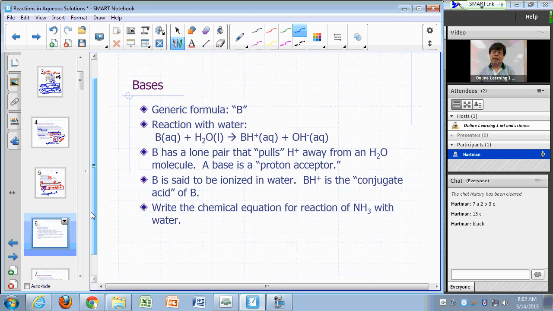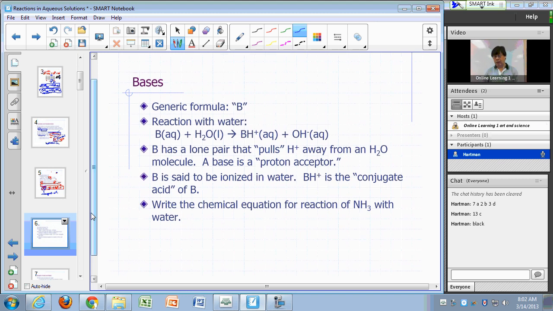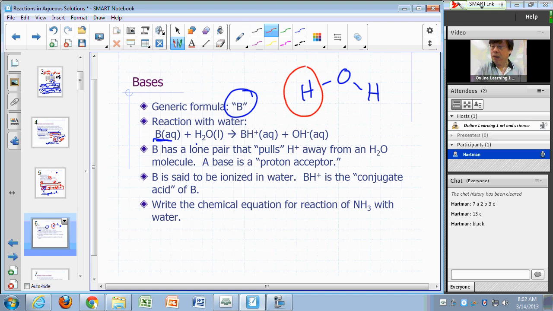Now, bases, on the other hand, if you have a molecule that can react with water to form hydroxide, then you refer to that molecule as a base. So if we represent that by our generic formula as just, let's say, letter B. This B here is not boron, it's just a generic symbol for a base. So if you have a base, it will pick up a proton from a water molecule. A hydrogen from a water molecule can be picked up by another molecule. So B, your base, would combine with that H plus from water and give you BH plus.